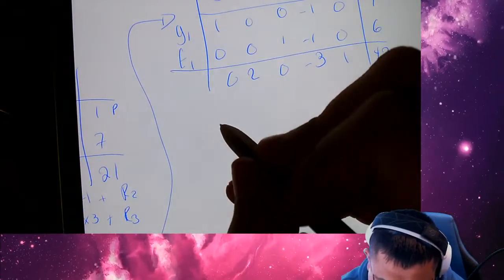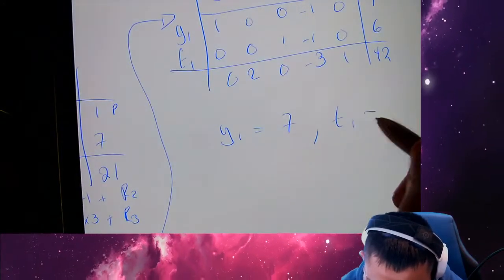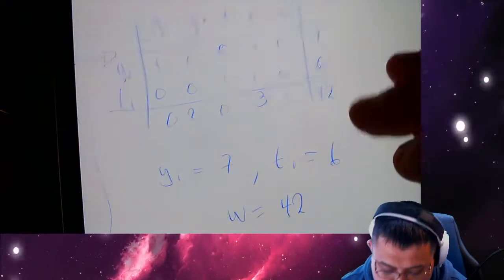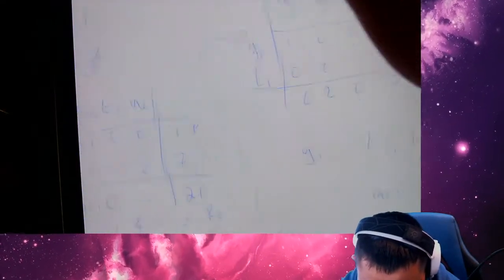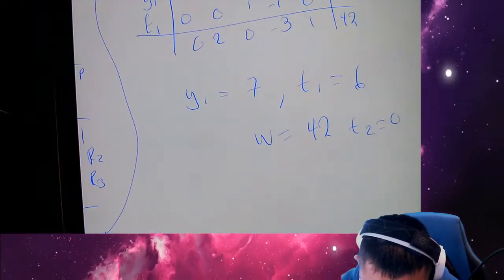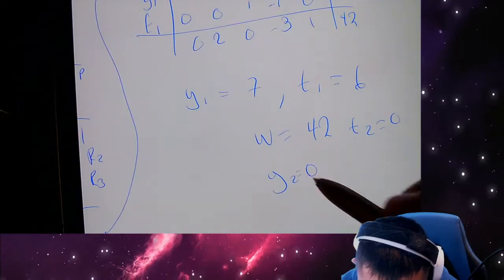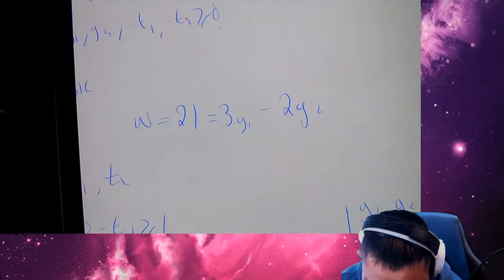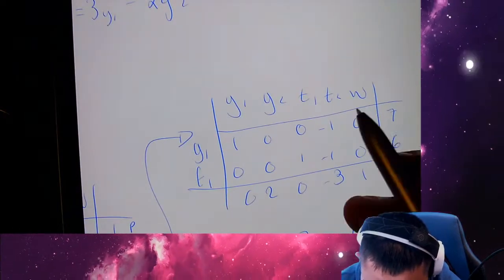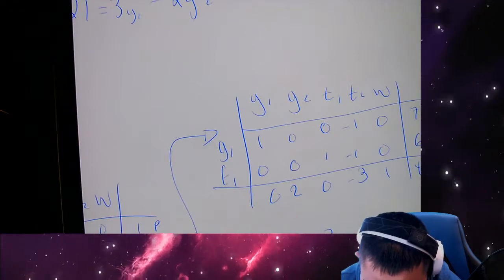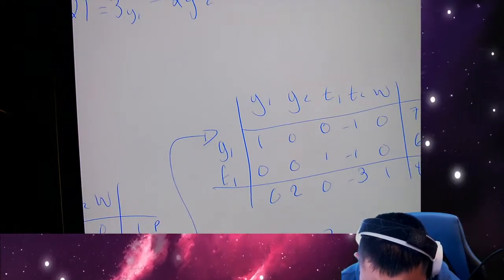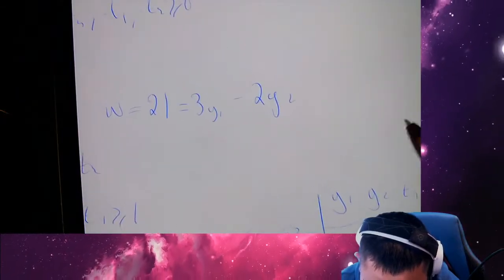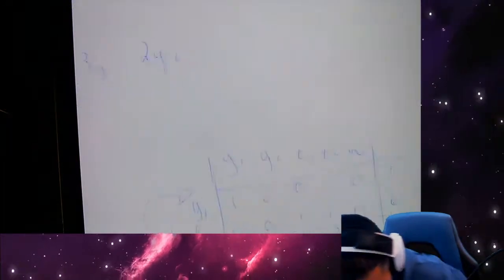Okay, and yeah, so what we have is Y1 is equal to 7, T1 equal to 6, and our W equals 42. Okay? And that's supposed to be our solution. So if we do that right, that means that T2 is equal to 0 and R2 is equal to 0. To test that, we just go back and plug it in, which is easy. If I make that 0, Y2 becomes 1. So Y1 is 7, so 3 times Y is 21, and this is 0. That's it.